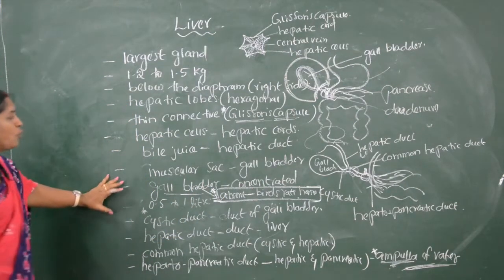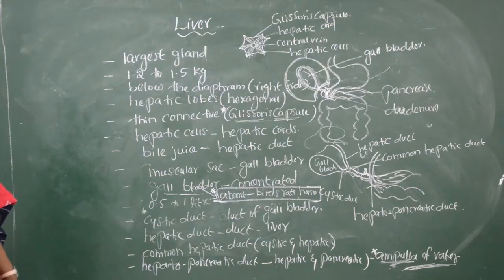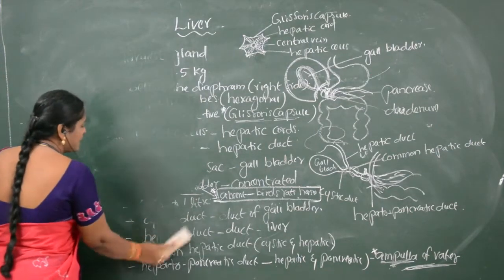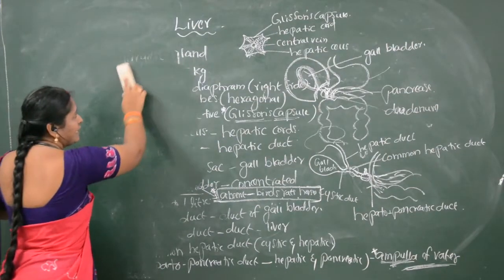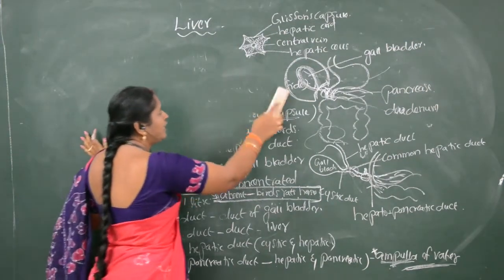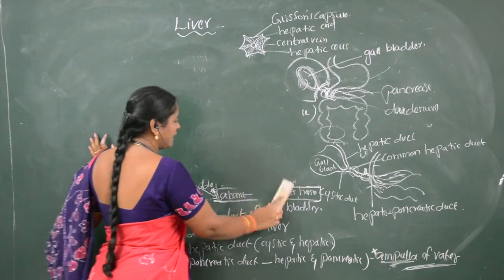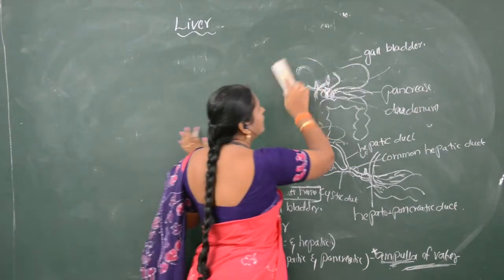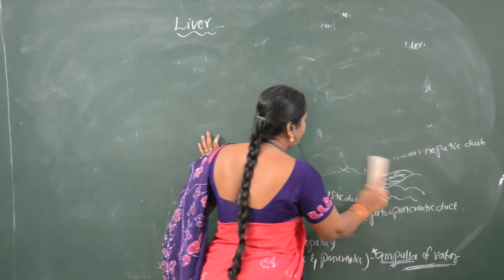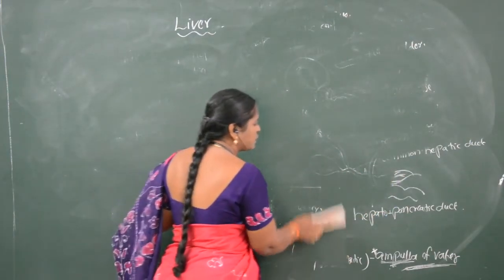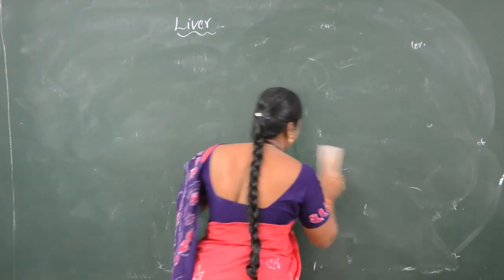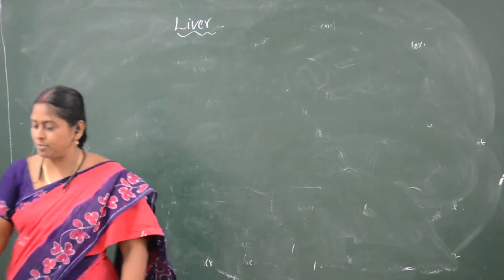Now we will see what the functions of the liver are and how the liver plays the major role. And one more thing you have to remember, children: bile juice has no enzymes, because for the digestion of food materials we need enzymes. But here bile juice has no enzymes, yet it has many functions. So now we will see the main functions of the liver and how it is helpful for other functions without any enzymes.